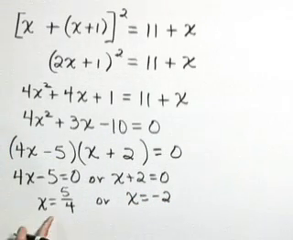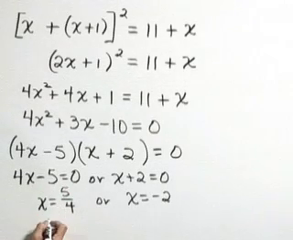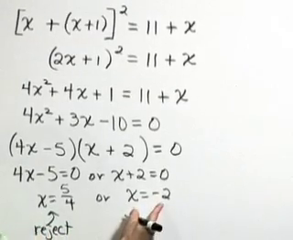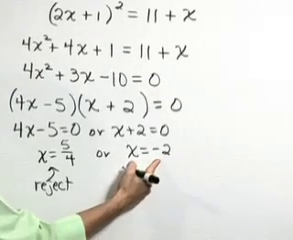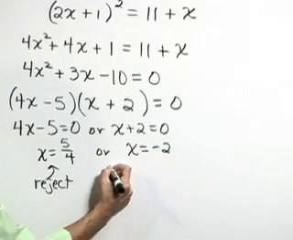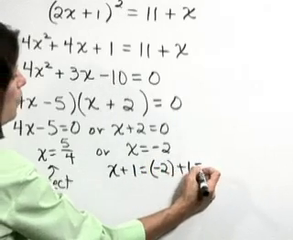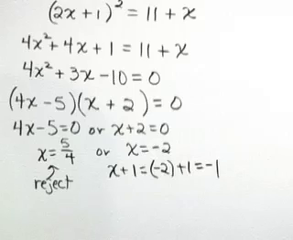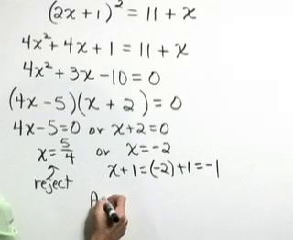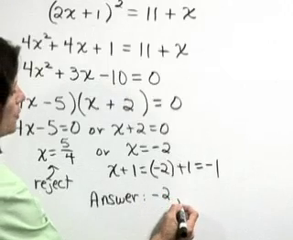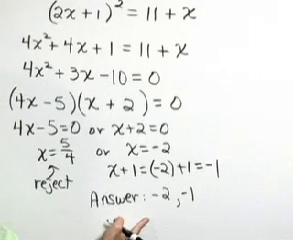Now, supposedly we're dealing with integers, and 5/4 is not an integer. Therefore, we're going to reject it as a possible solution. Now, negative 2 is an integer, and if x is negative 2, then the next consecutive integer, x plus 1, is negative 2 plus 1, or negative 1. So our answer is the two integers negative 2 and negative 1.